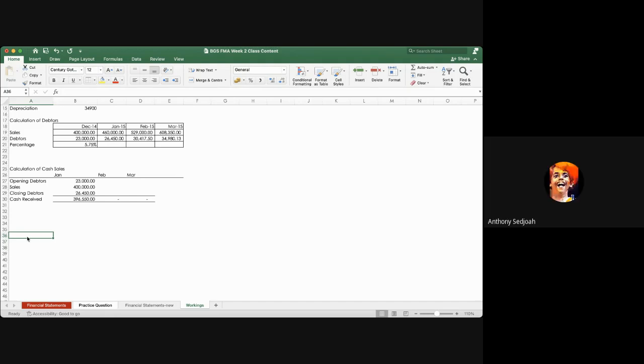Okay, now let's use figures to try and explain what you're saying here. Give me an example with figures. Let's say opening. Give us a value for your debtors. Let's say 500 cedis. Okay, now closing. At the end of the year, an extra 300 cedis has been added. So that's 800.